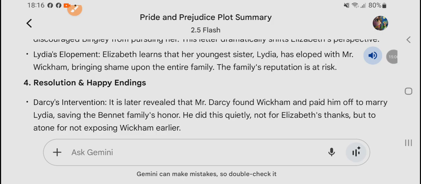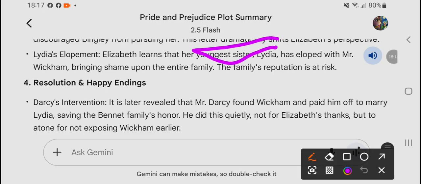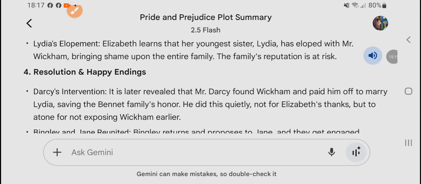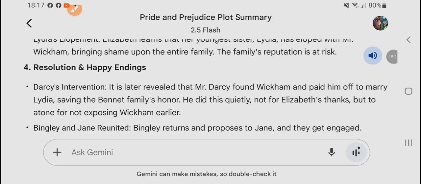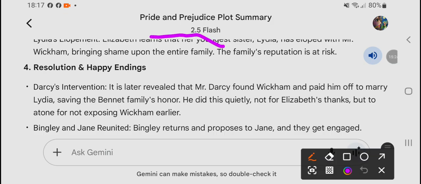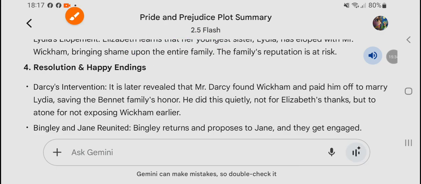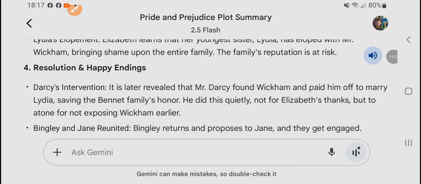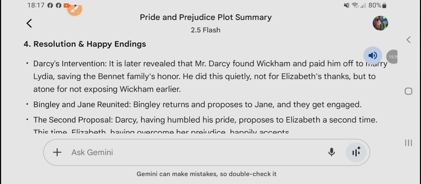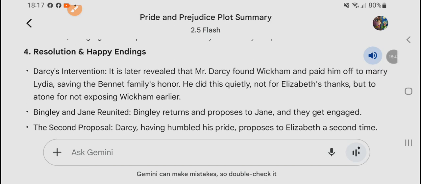Next is Lydia's elopement. Elizabeth learns that her youngest sister Lydia has eloped with Mr. Wickham. She has run away with Mr. Wickham, bringing shame upon the entire family. So it was very shameful to the entire family. The family's reputation is at jeopardy or risk. So she thinks that my family's reputation will be tarnished.